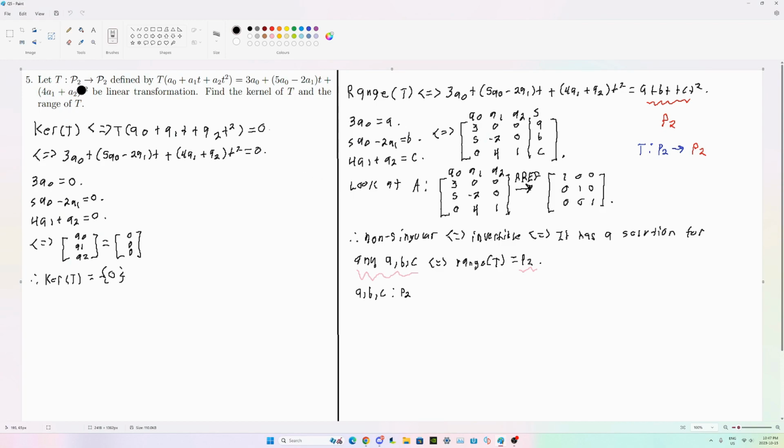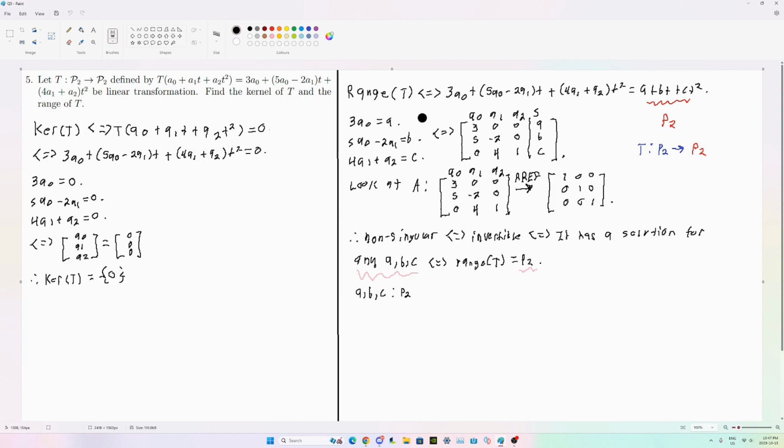Problem 5. Let T be a transformation from P2 to P2 defined by some transformation. Find the kernel of T and the range of T. The kernel of T, once again, is just the transformation set equal to 0. Since this transformation goes to this, we can set this equal to 0. We get 3 different equations because we have 3 different degrees: constant, first, second. After storing these as a matrix in RREF, we see that the solutions A0, A1, A2 are all equal to 0. Since they're all equal to 0, the kernel of T is just the set of 0.